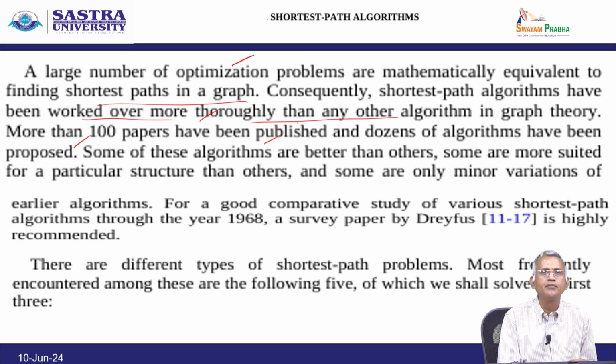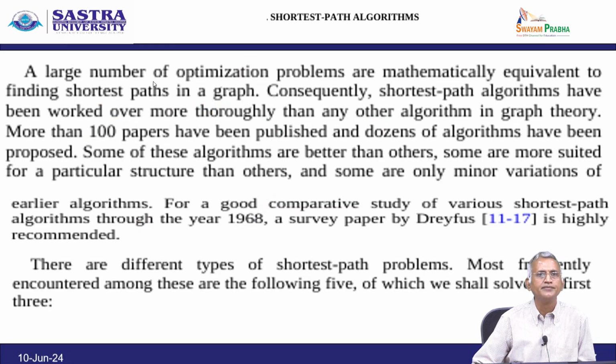Some of these algorithms are better than others, some are more suited for a particular structure than others, and some are only minor variations of earlier algorithms. For a good comparative study of shortest path algorithms through the year 1968, a survey paper by Dreyfus is highly recommended. Please refer to it. There are different types of shortest path problems. The most frequently encountered among these are the following, 5 of which we shall solve the first 3.